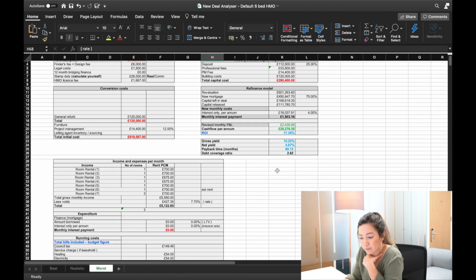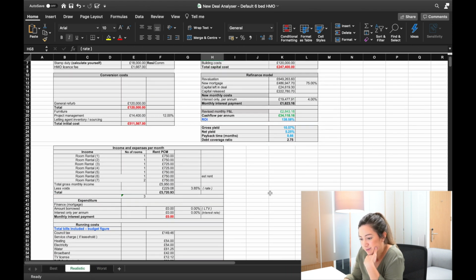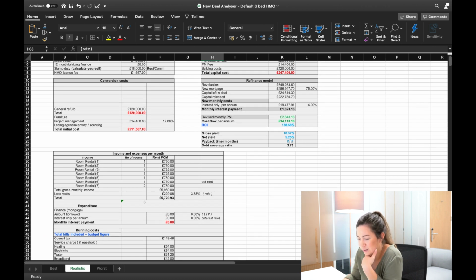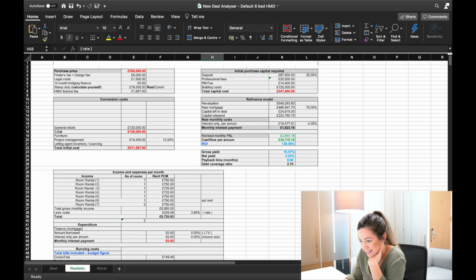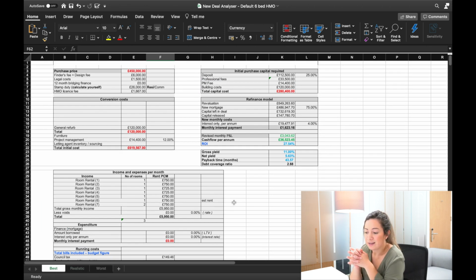I haven't checked these, but you could end up with a gross yield of 10.2%, and obviously the best case scenario would be 27.54%, whereas realistically you're looking at, well, something's gone wrong here because that's 138%, so something's amiss here. But we would go to the client with those three.